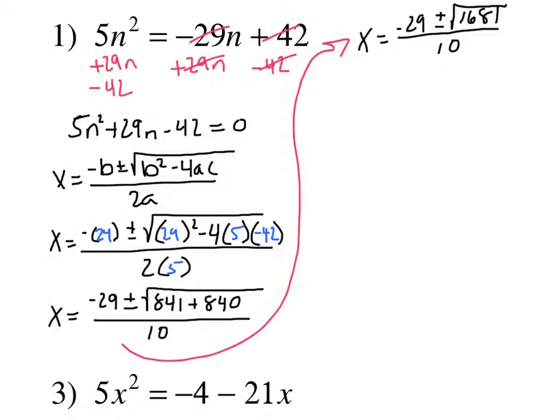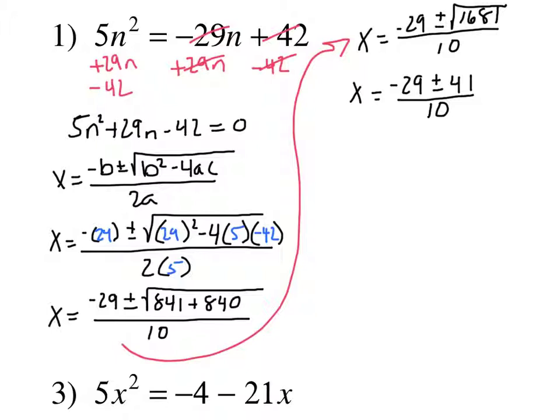How lucky are we? Is 1681 a perfect square? Yeah. Nice. We're super lucky. What's the square root of 1681? 41. So x equals negative 29 plus and minus 41 over 10.